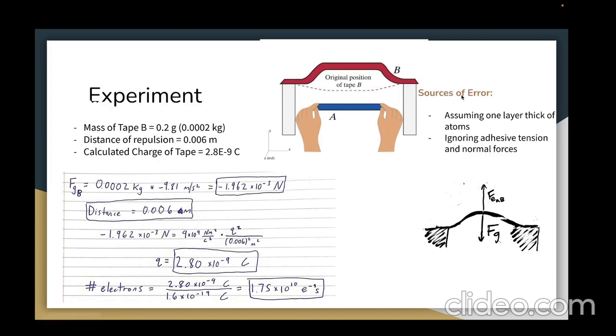The sources of error in this experiment are assuming that only the outermost layer of atoms is losing electrons, which is not true. And also we're ignoring adhesive tension with the table and the tape and normal forces from the mass of the tape on the table.